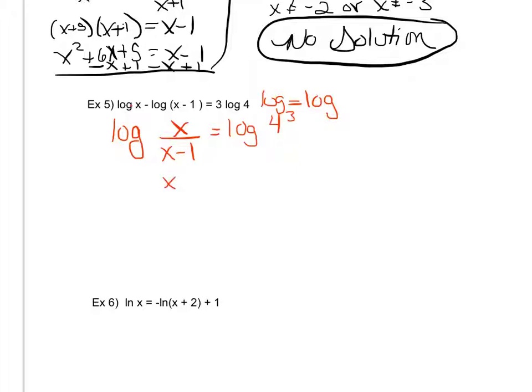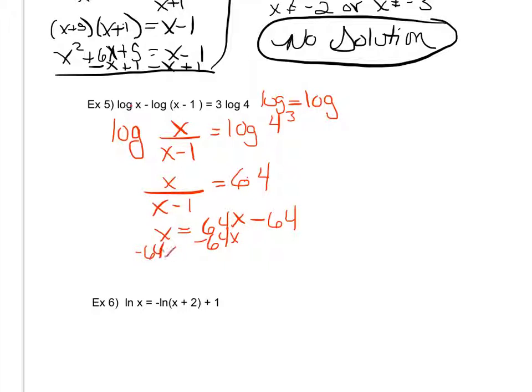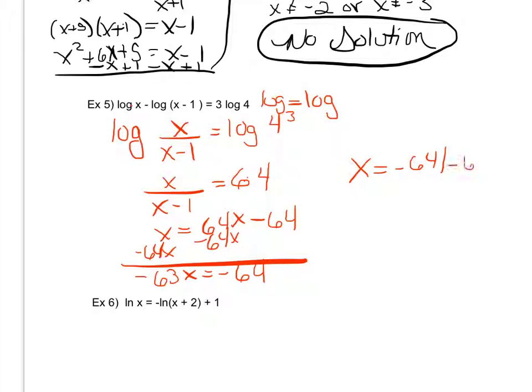Well, that means x over x minus 1 must be equal to 4 cubed. 4 times 4 is 16, times 4 more is 64. I cross multiply, giving me x equals 64 times x minus 64 times 1. Combining like terms, I get negative 63x equals negative 64. I'm going to divide both sides by negative 63. I know a negative divided by a negative is just a positive.